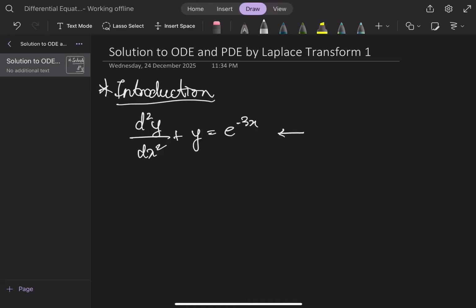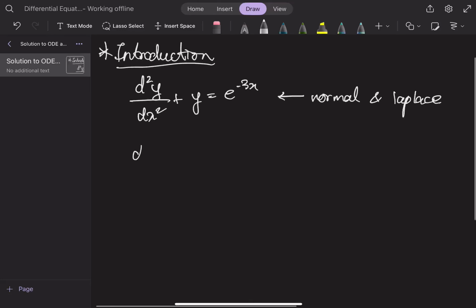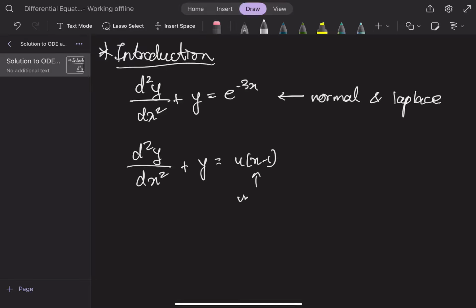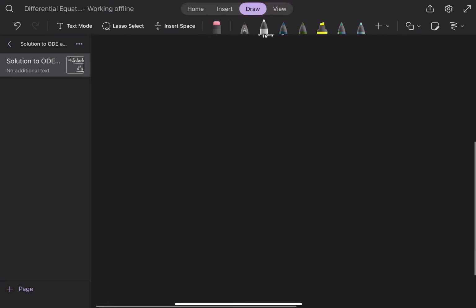This you can solve using your normal methods as well as Laplace. But what if you have something like this? This is a unit step function. This cannot be solved using normal methods. So you need Laplace. The question will generally specify when you have to use Laplace. So let's look at the steps. This is very simple.